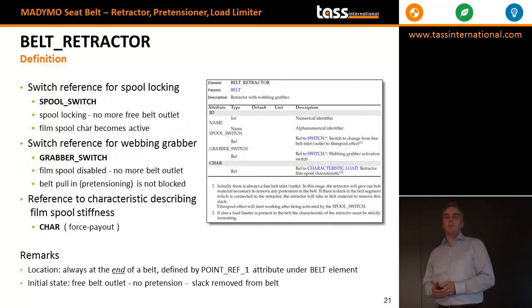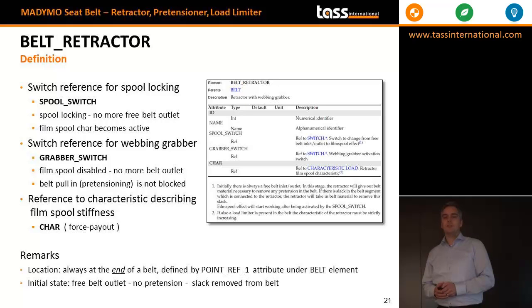In MADYMO, the normal way to model a belt retractor would be with belt_retractor. In this element, there are two switch references, one for the spool switch. With this switch you trigger the locking of the retractor, and one for the grabber switch. Once a spool is locked, you will have a film spool effect, which means tightening of the belt webbing on the spool. And once the grabber switch is activated, the film spool effect is disabled. The film spool effect itself is defined with a characteristic.